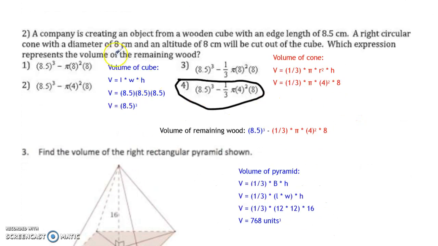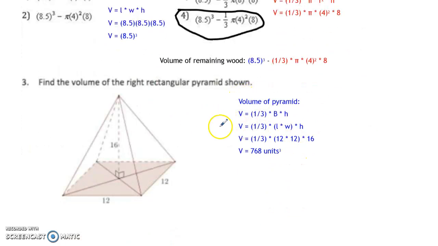For question number 2, it didn't ask us to find an actual answer, it just gave us a setup. So we're given a cube, and then we're told a cone is going to be cut out of it. So we're doing this volume of the cube minus this volume of the cone. For number 3, we were asked to find the volume of the pyramid. This is just a plug-in problem, shouldn't be that difficult.